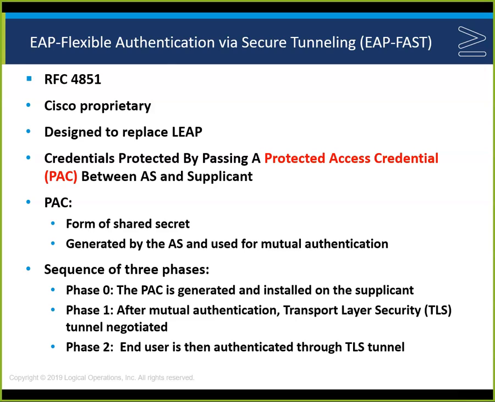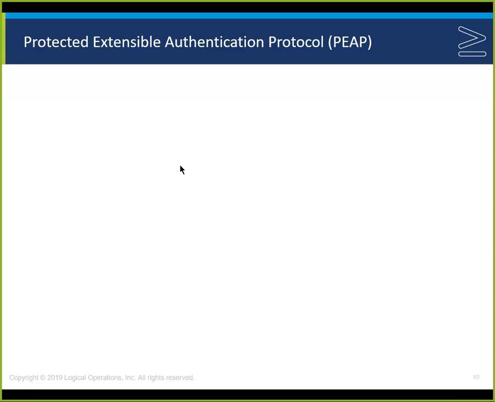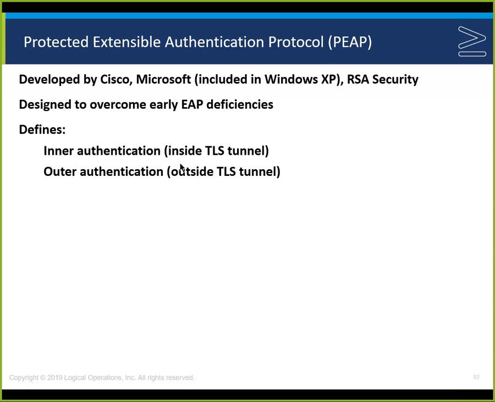With multiple tunnels, they create a first tunnel and then do the negotiation for the protocols that we're actually going to use for the conversation within the tunnel, so that the negotiation process is secret. And then in phase 2, the end user is authenticated through TLS, the transport layer. PEAP, Protected Extensible Authentication Protocol. It's a Cisco, Microsoft arrangement with RSA Security, to overcome the extensible authentication protocol deficiencies.